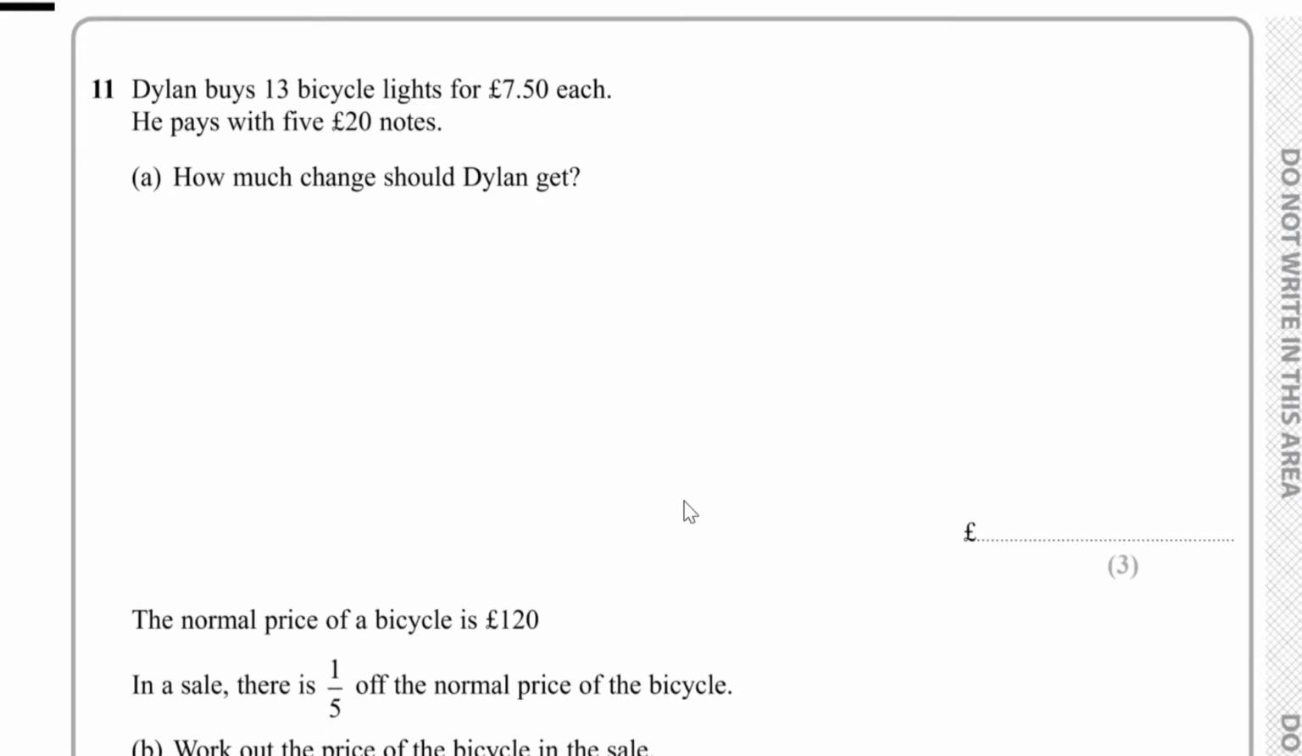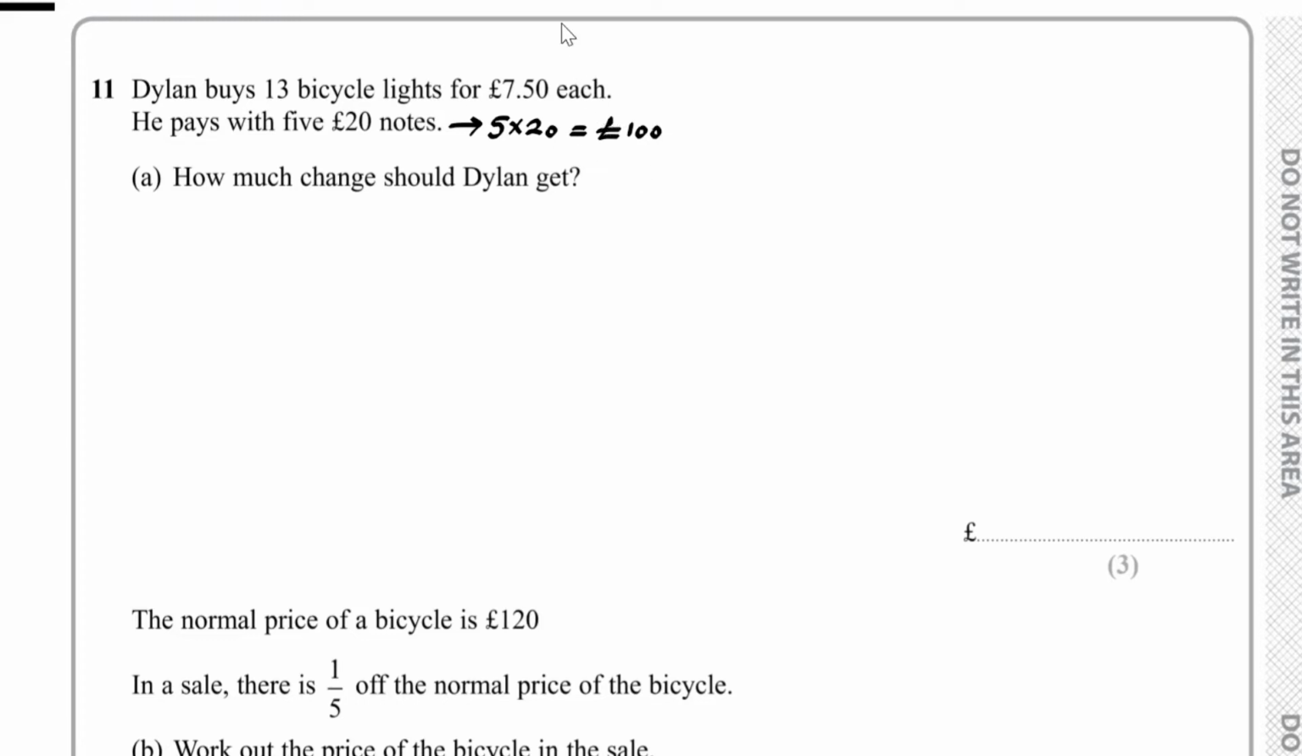Question 11. Dylan buys 13 bicycle lights for £7.50 each, and he pays with 5 £20 notes. How much change should Dylan get? Well, to do this question, first of all, if he pays with 5 £20 notes, he's paying altogether with 5 times by 20, which is £100.